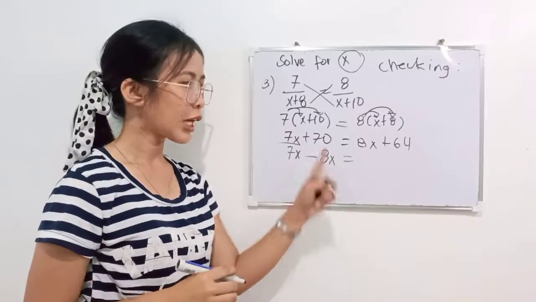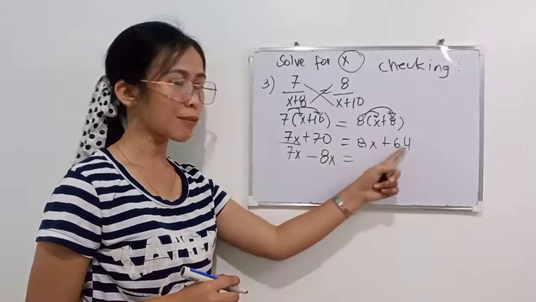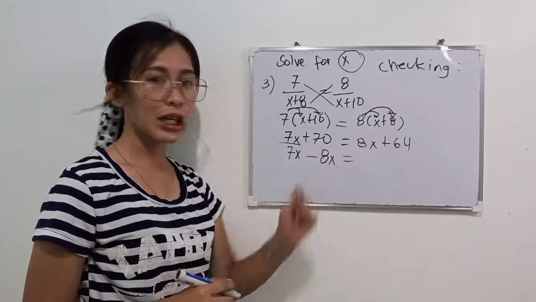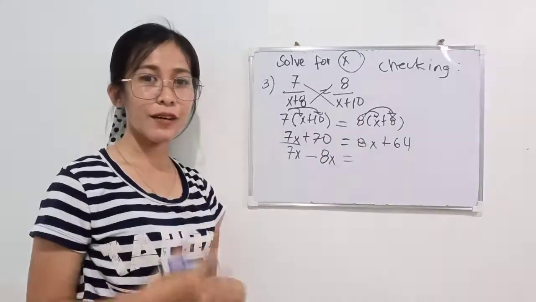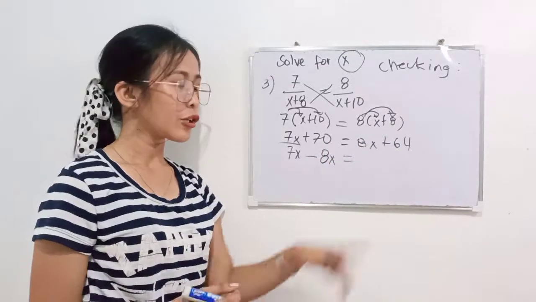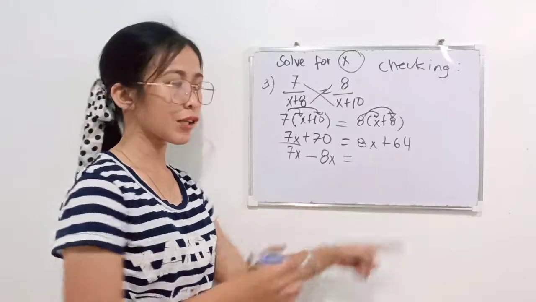Magkasama na sila, no? Itong dalawang to, kailangan na din nating pagsamahin. Si 64 tsaka si 70. Since silang dalawa naman talaga dapat ang magkasama. So, we have to copy 64.